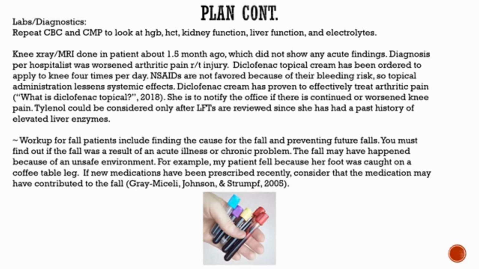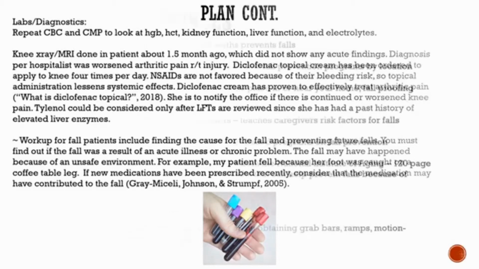Workup for fall patients would include finding the cause of the fall so that future falls can be prevented. You want to know if the cause of a fall was an acute illness or a chronic problem. Was it related to an unsafe environment? For example, she had got her foot caught on a coffee table. It caused her to fall. And you also want to look at medicines and polypharmacy to see if that is the reason for the fall.